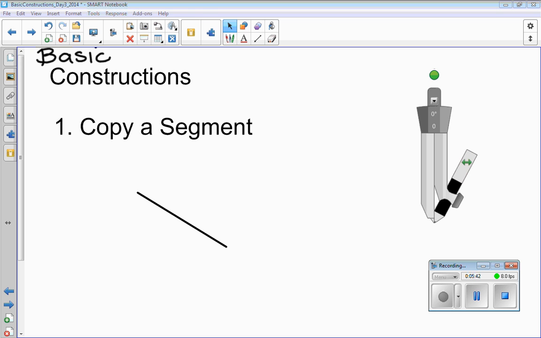So in the first part of your paper where we're going to do the first construction, you're going to call it copy a segment, because that's the name of the first construction. You need to write it down.